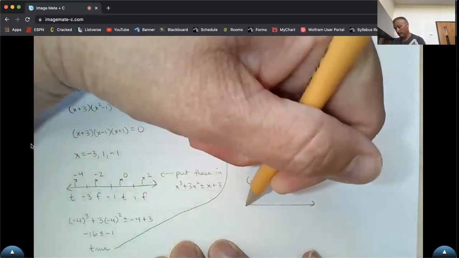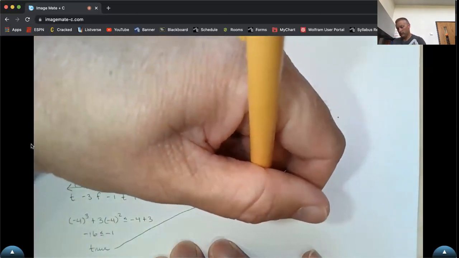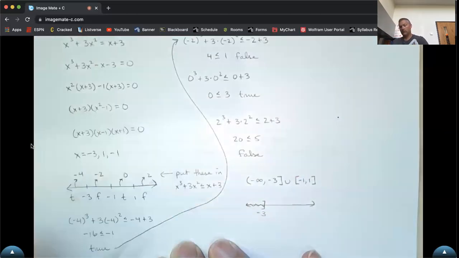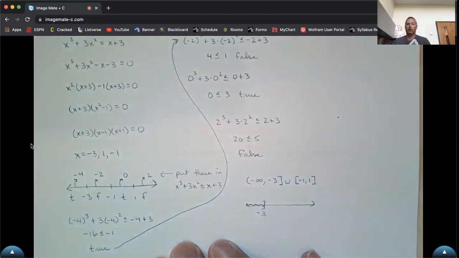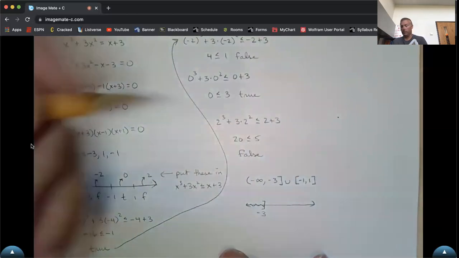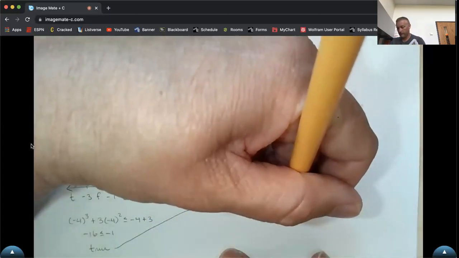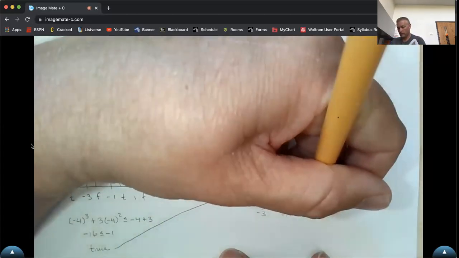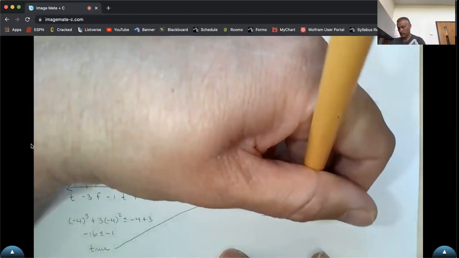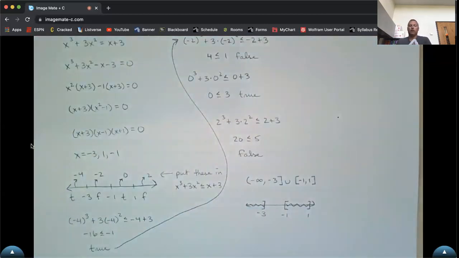On the number line, so we just put all the numbers left to -3. And then from -1 to 1, we shade.